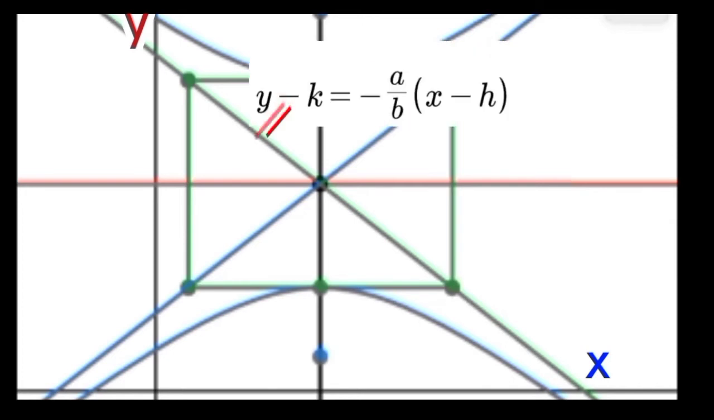Opposite in direction to this line, draw another diagonal line intersecting at the center. The horizontal line passing through the center is the conjugate axis with the equation y equals k. The second asymptote has the equation y minus k equals negative a over b times quantity x minus h.